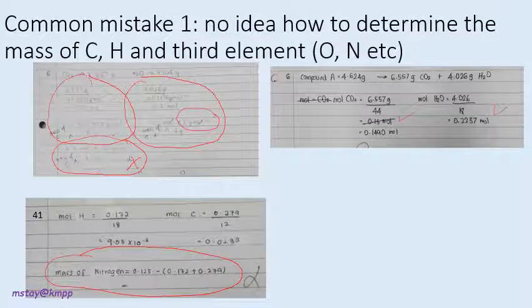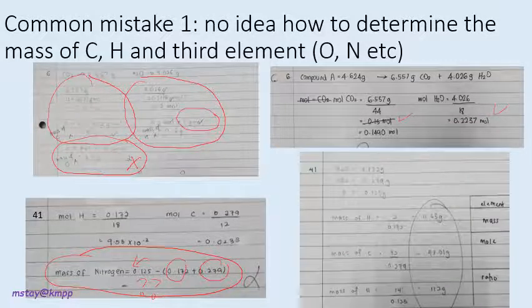But then we can notice that with the mass of carbon and hydrogen substituted in, the total mass is greater than the mass of the compound. So that's why student C is unable to get the mass of nitrogen here. Okay, student D also shows no idea in determining the mass of carbon, hydrogen, and also nitrogen. And then we also notice there's another problem here for this answer.